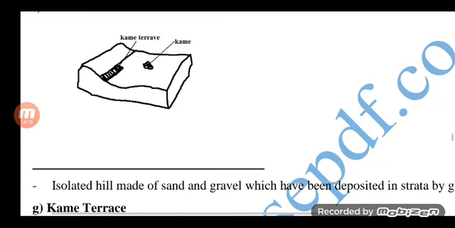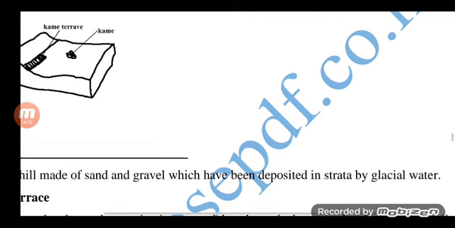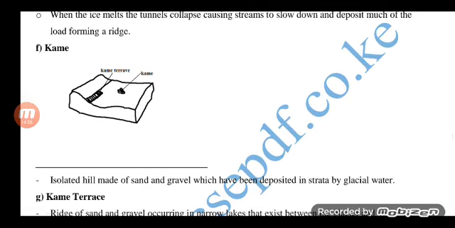Once you look at the kame, a kame on the other hand is an isolated hill of sand and gravel which have been deposited in strata by glacial water. So that's the kame. So you can see it's isolated. Some kames seem to be old deltas at the margin or front of a subglacial stream, and they are called marginal kames, because they are formed at the edge. When the ice supporting the material melts, the kame collapses, forming a steep-faced hill.